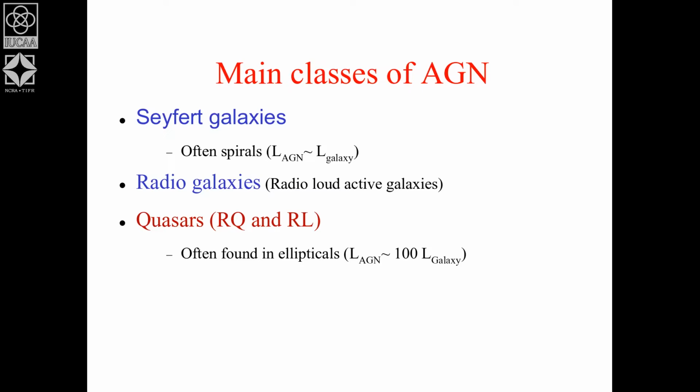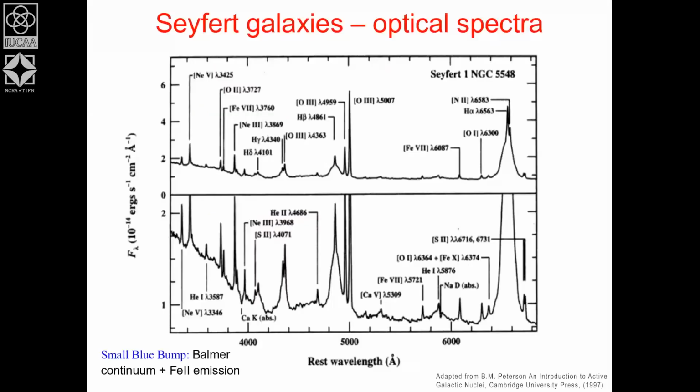So the luminosity of the AGN in this case is about 100 times the luminosity of the entire galaxy, containing something like 10 to the power 11 stars or so. So these objects are really powerful, and that powerful emission arises just from the nucleus, and that is why they are called active galactic nuclei. So, going into a little more detail about the Seyfert galaxies.